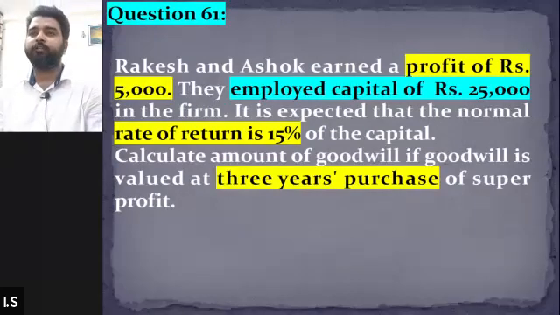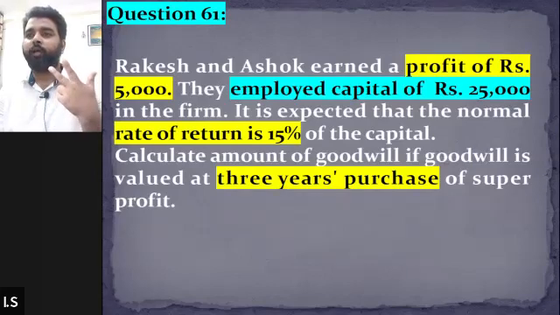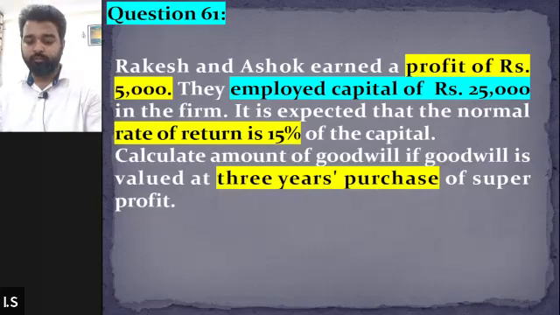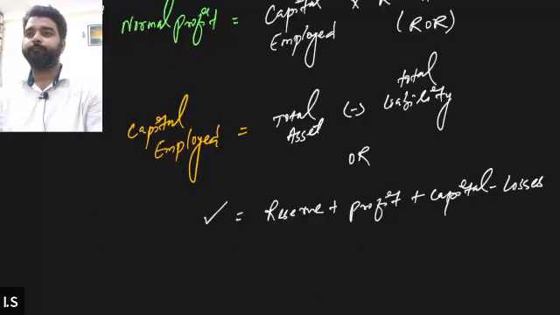Everything is clear in this question. Profit of the firm is given. Profit of the firm can be taken as the average profit of the firm. Then capital employed is given to you. Rate of return is given to you. And the question is saying that you need to find out the value of the goodwill considering that the number of year purchases are 3. So I hope the question is clear to all of you. So let's just quickly solve this question using the super profit method.